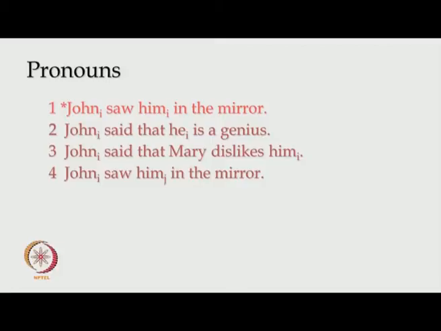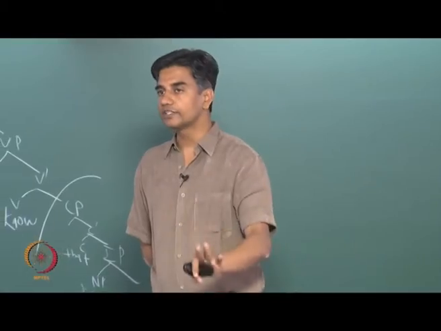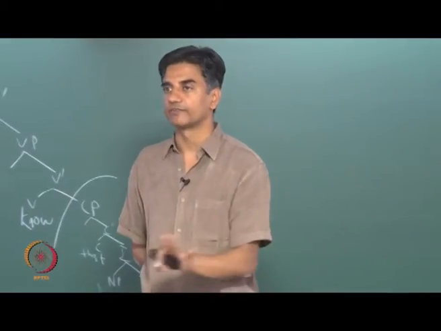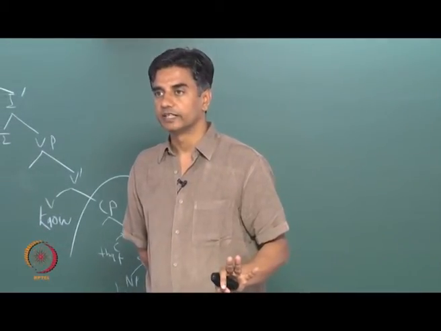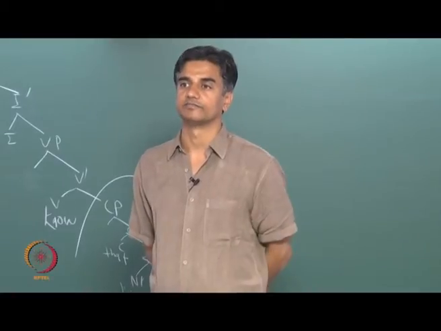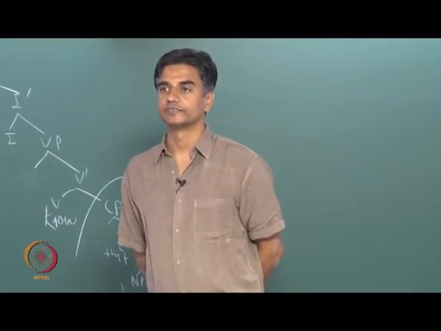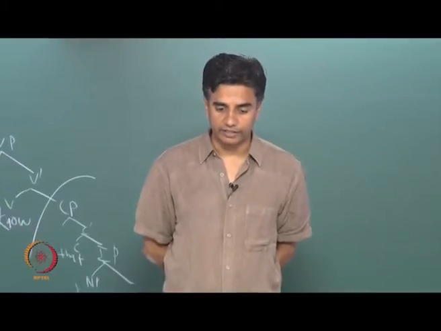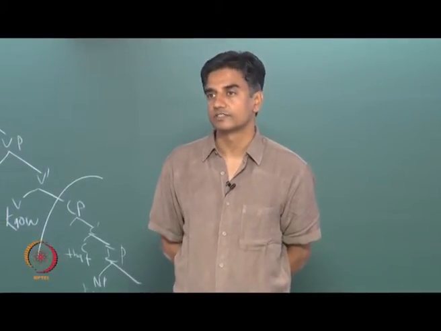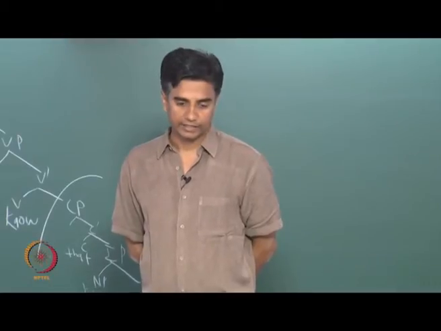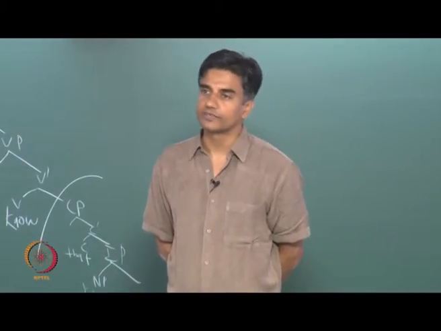John saw him in the mirror is not good, right? It is marked here in this sentence, because if we try to put the same index for both, then it is not right. But with the same index, the second sentence is all right. You see that? John said that he is a genius. It's all right. John said that Mary dislikes him. That's also all right.